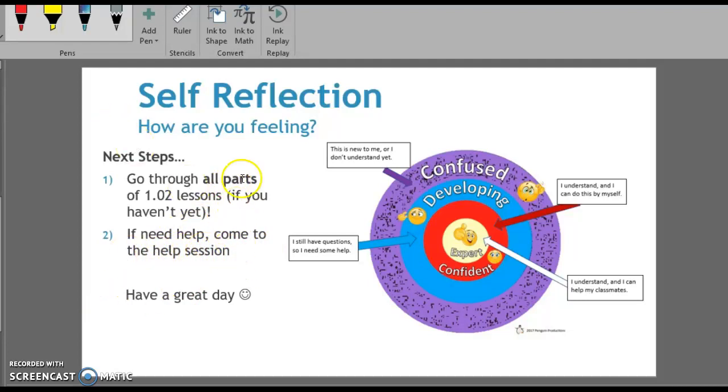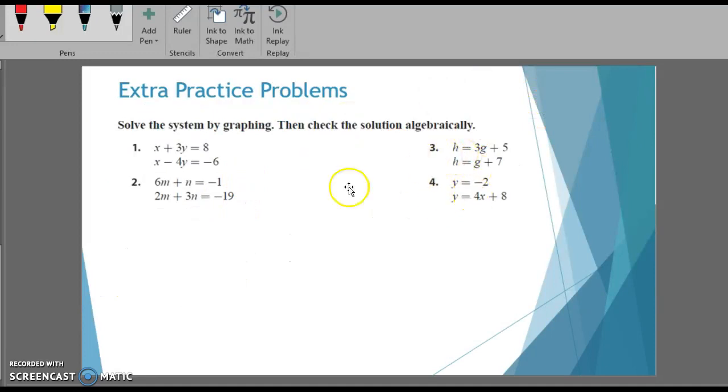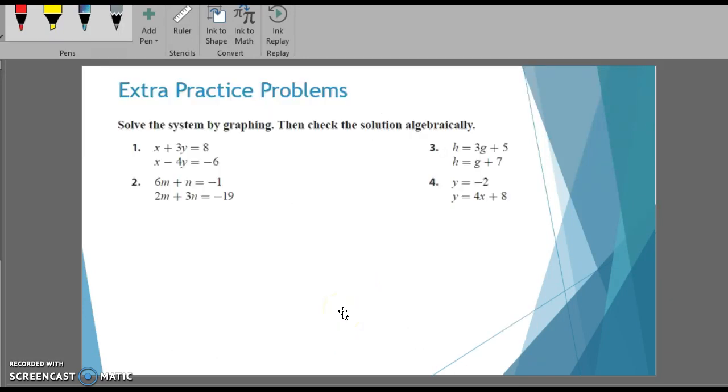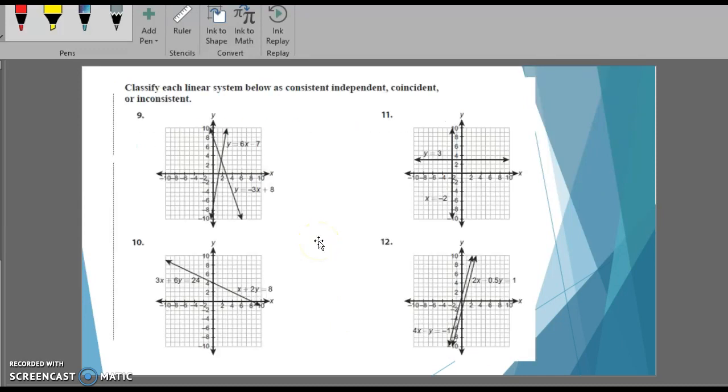Have a great day. And here's some extra practice problems, so you can pause the video and write these down here. And then there's also these ones right here. Okay, so you can go ahead and pause the video and write all these down. I'll come back to these ones. And you can pause the video right here. And then here's also the other set.